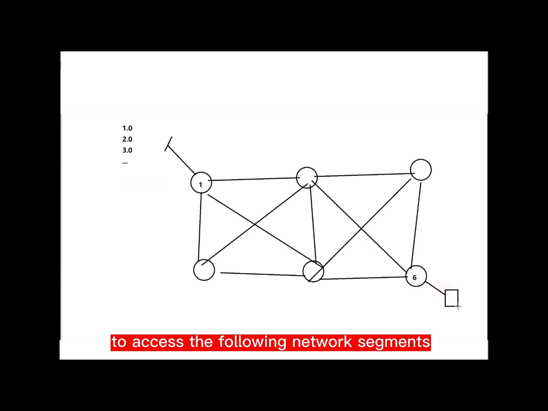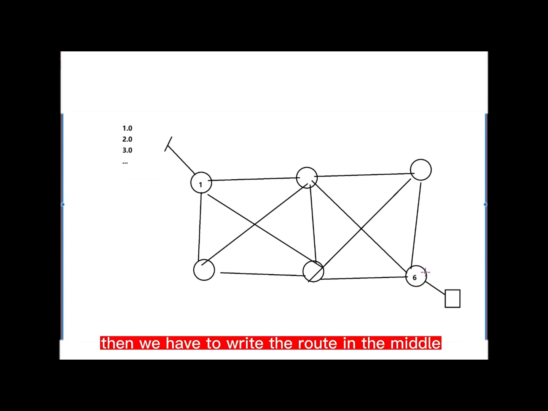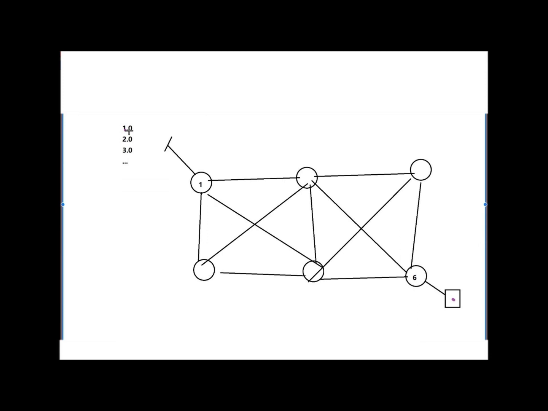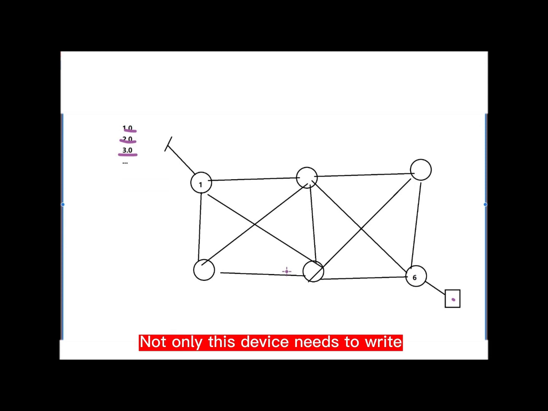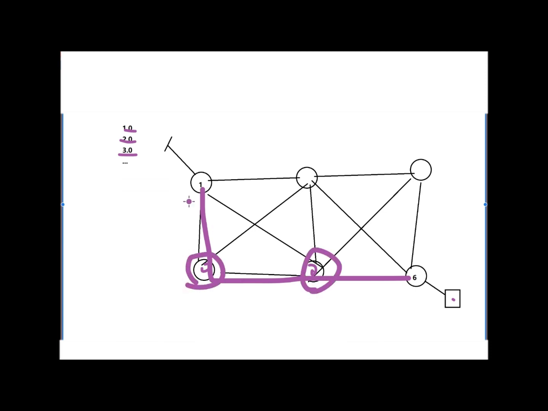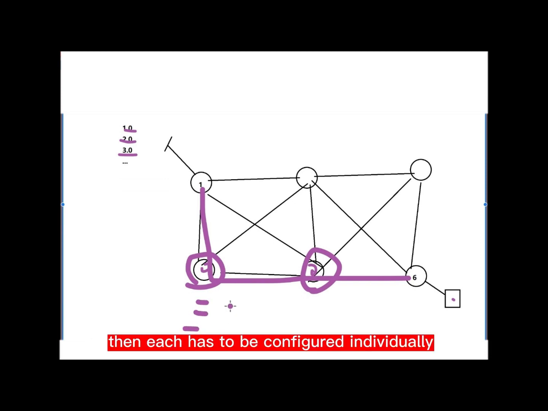To access the following network segments, if you want to access the network segment of 1.0, then we have to write a route in the middle. The characteristic of static routing is to write them one by one. For example, if you want to go to the 1.0 network segment from here, then write a route. Not only this device needs to write; the equipment that passes along the way should also be written. For example, the current route is like this. Then the two devices also have hundreds of subnets behind them. Then each has to be configured individually.